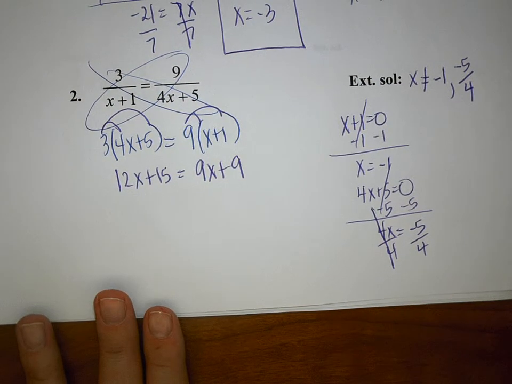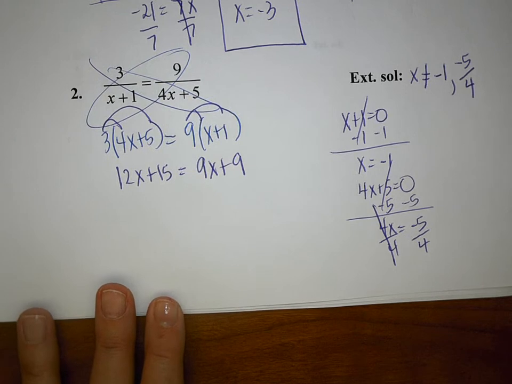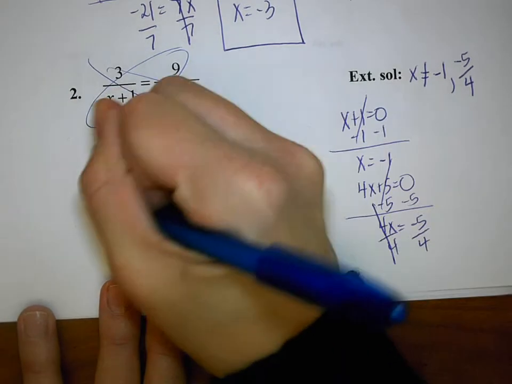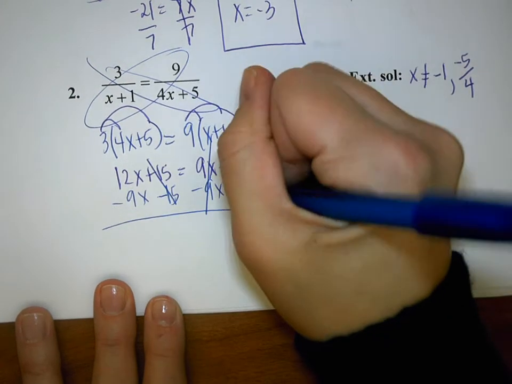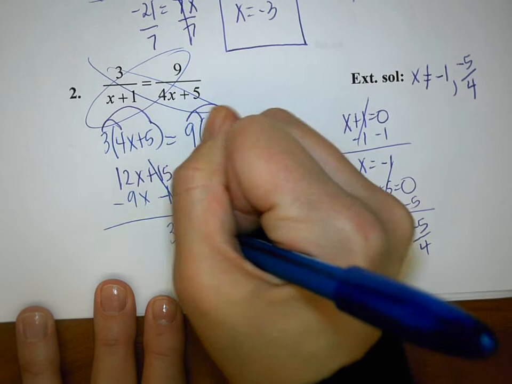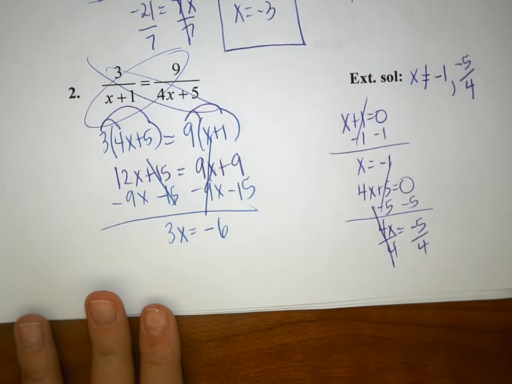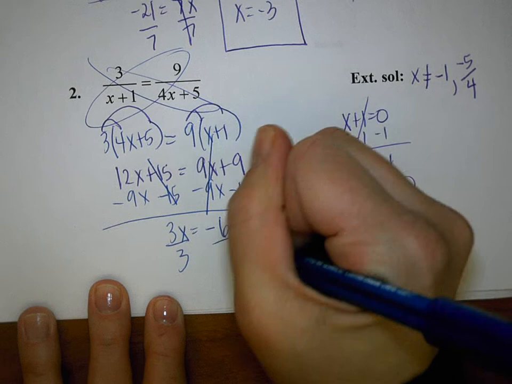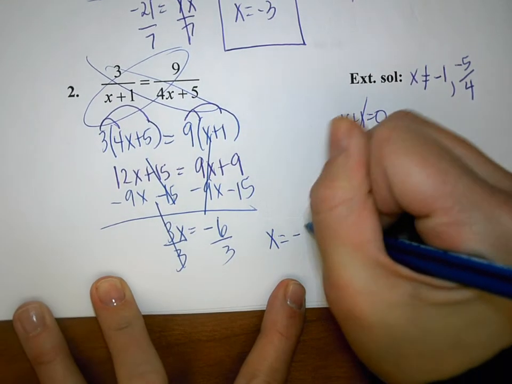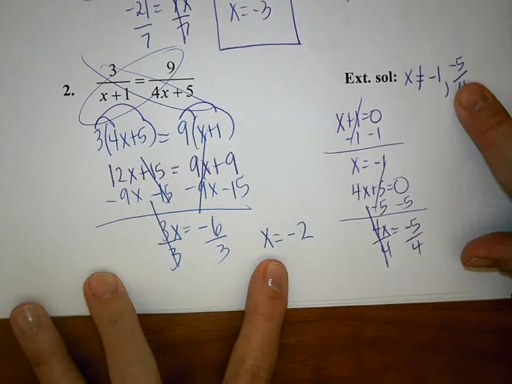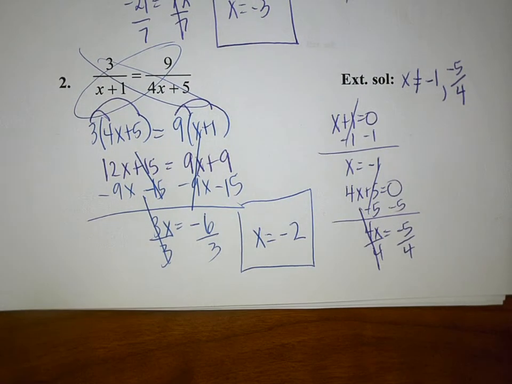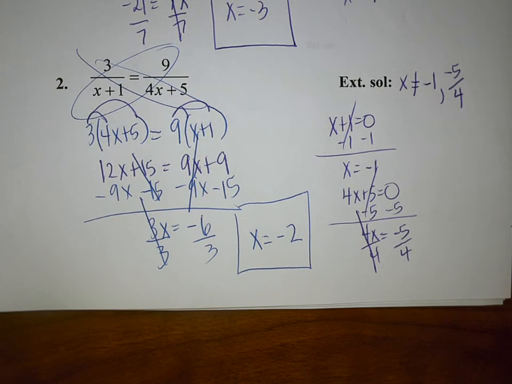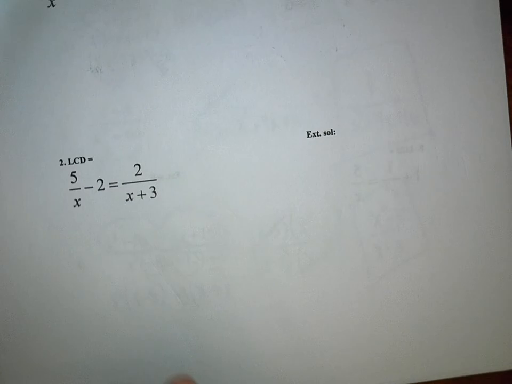Then we solve. What do I do to solve? Okay, subtract 9x to both sides. If you want to, at the same time, I'm going to go ahead and subtract 15. So I end up getting 3x equals negative 6. We divide by 3, and we get x equals negative 2. Does that match any of my extraneous solutions? No. So I'm good. There's my answer. Any questions? Okay. Example 3.